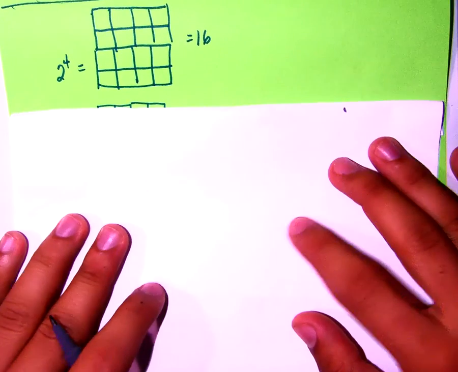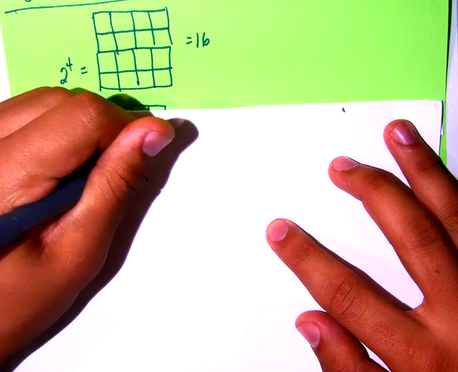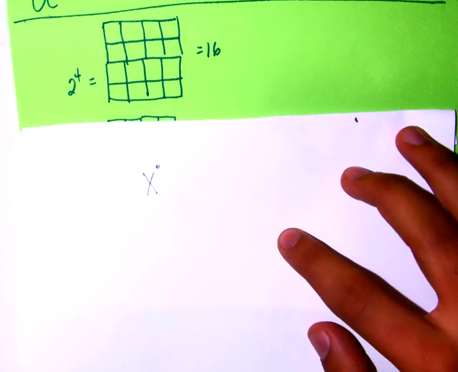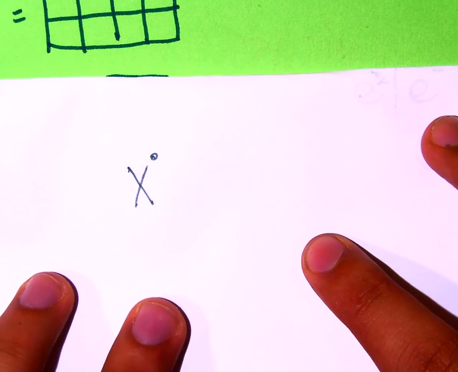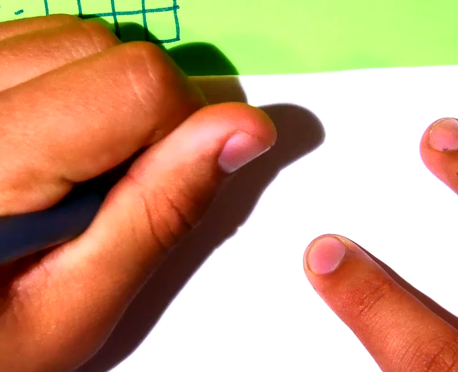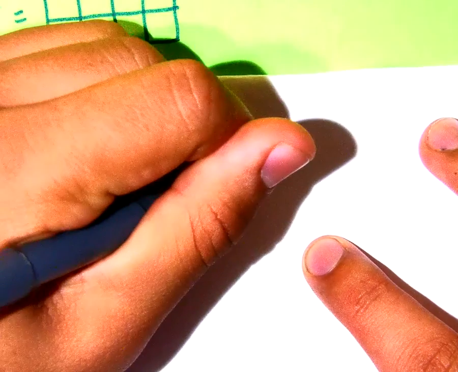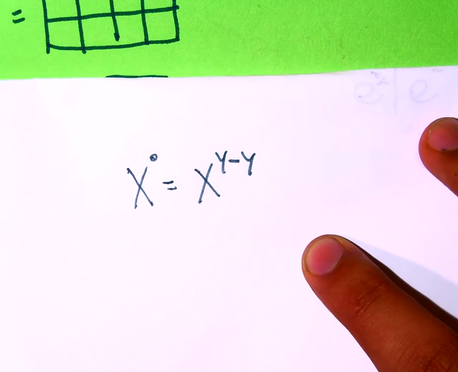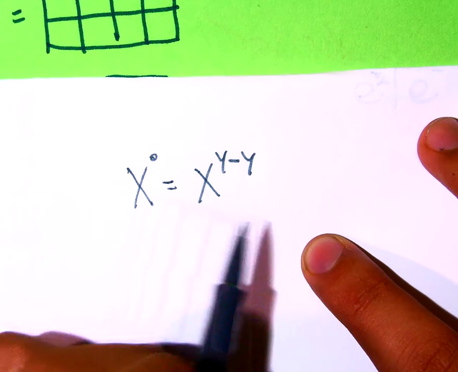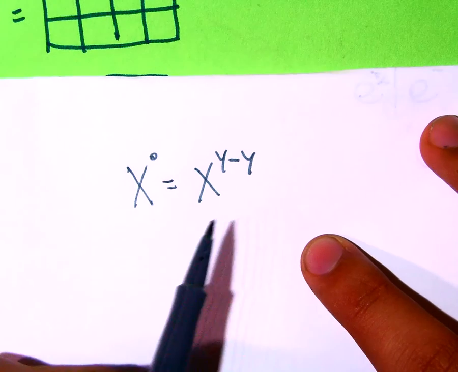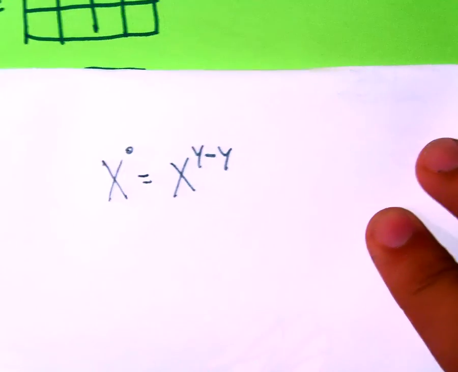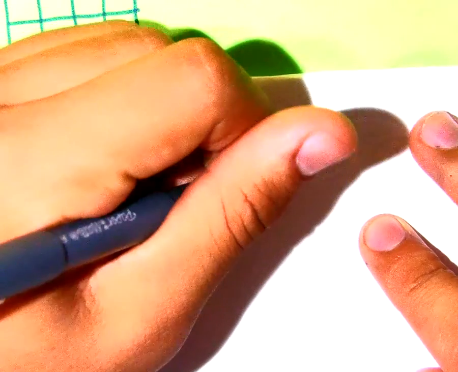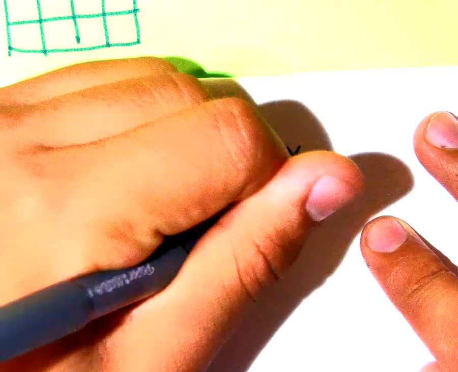Anything to the 0 power is 1. So if we have x to the 0, is that the same as x to the y minus y? Is y minus y 0? Yes. So no matter what y is, these are equivalent to each other. Well, this is one of our exponential properties. So we're going to go backwards. If you look at your notes that we went over, we can write that as this.